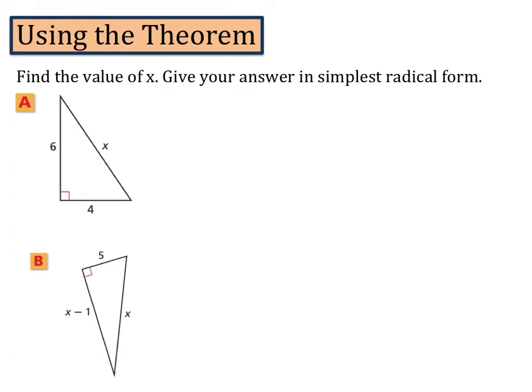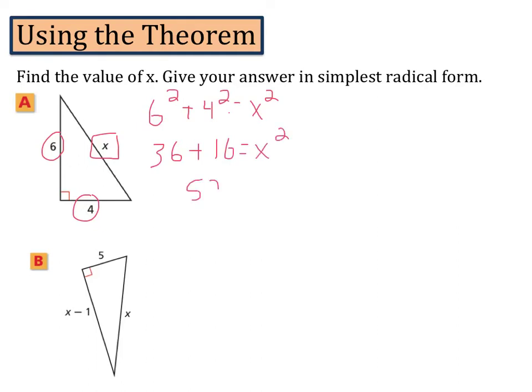Now let's use the Pythagorean theorem to help us find the value of x. When we get our answer, we want our answer to be in simplest radical form. In example A, 6 and 4 are the legs of the triangle, and x is our hypotenuse. So the equation is set up as: 6 squared plus 4 squared equals x squared. Now 6 squared is 36. 4 squared is 16. So we're left with 52 equals x squared.